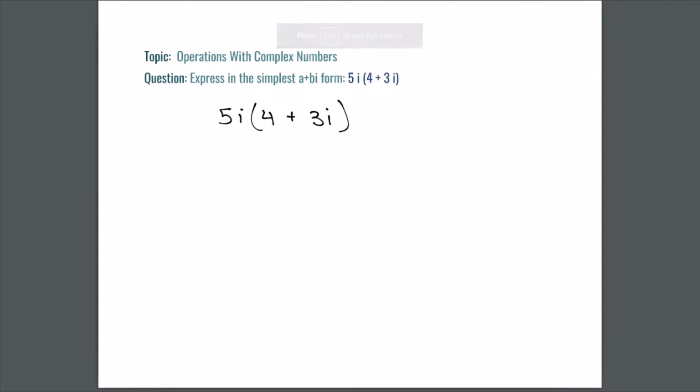Our topic today is operations with complex numbers, expressed in the simplest a plus bi form. 5i multiplied by 4 plus 3i. In multiplying complex numbers, it's known that i squared is equal to negative 1. What we're going to do is distribute 5i to 4 plus 3i. So 5 times 4 is 20i, plus 5 times 3i is 15i squared. As I said, i squared is equal to negative 1, so we're going to replace it with negative 1. So 20i plus 15 multiplied by negative 1.